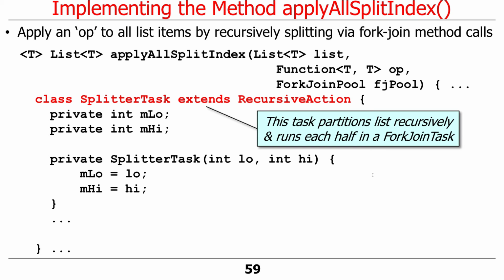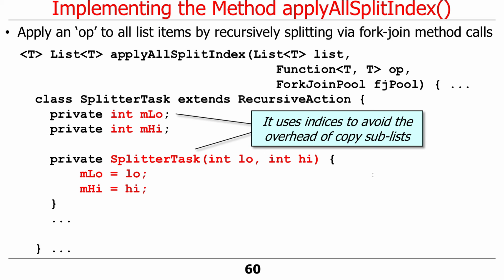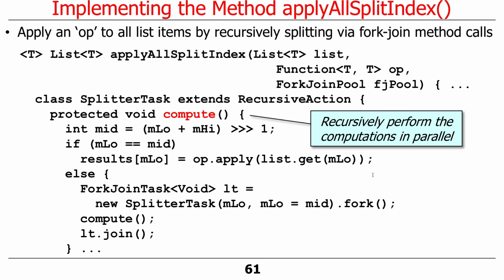So let's take a look at splitter task that's implemented using recursive action. Remember, recursive action does not return a value from compute. It returns void, which means it's a no-op, essentially. So since we're not going to store sublists in this implementation, instead we're going to keep track of the beginning and ending index into the list. That's what we're going to use to partition the thing up into pieces. So here's the constructor. We take low and high, and we just stick those into the private fields. And the reason we do this is to avoid the overhead of copying sublists when we merge things back together or we split things up.